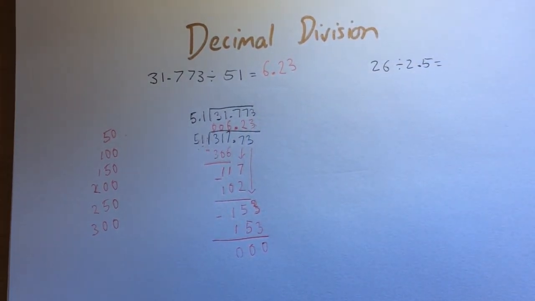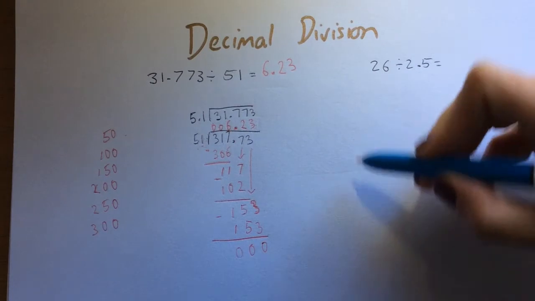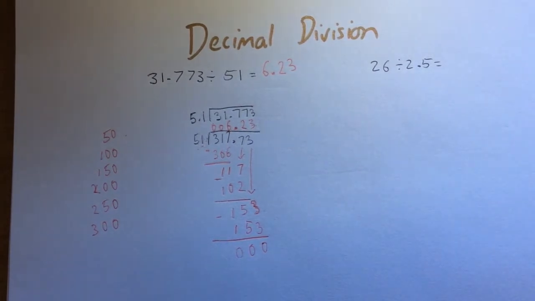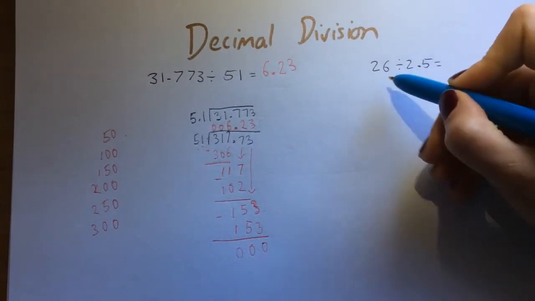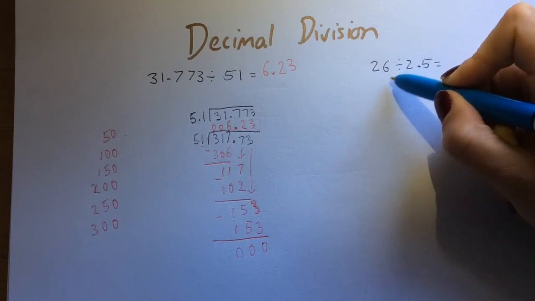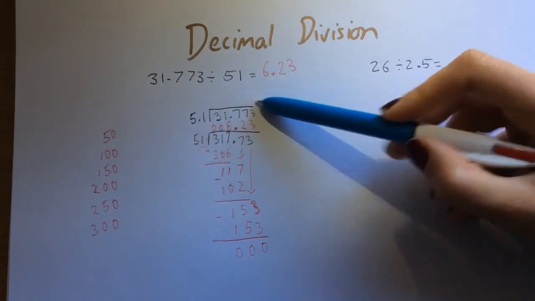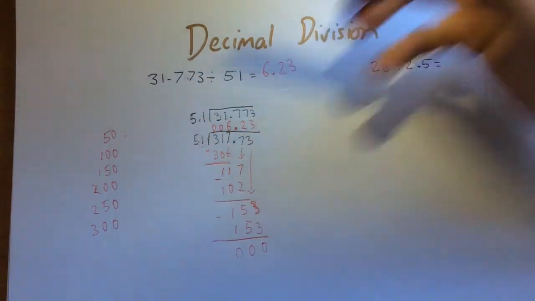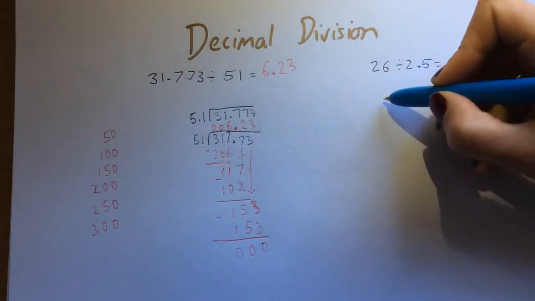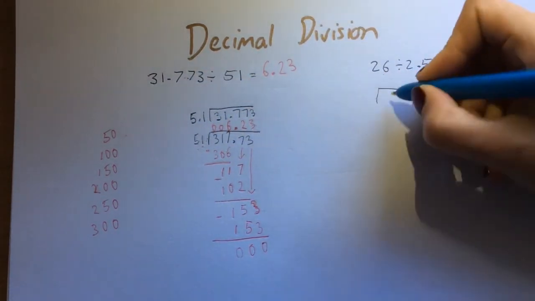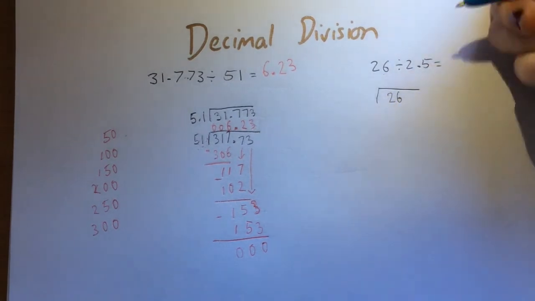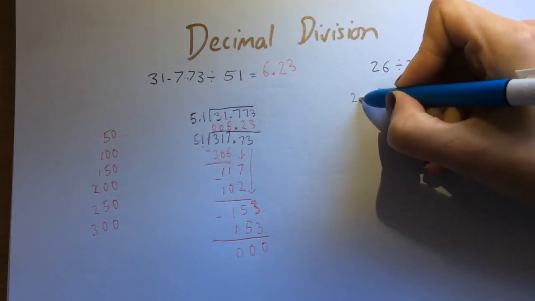Okay, so I'm just going to go through one other question now because this kind of question might be a bit tricky when you have one decimal and one whole number. Again, I wrote it horizontally so that you can see how the sum goes into this division symbol. The one that's to the left always goes on the inside of this division symbol. So the 26 is on the inside, and then the 2.5 is over here.